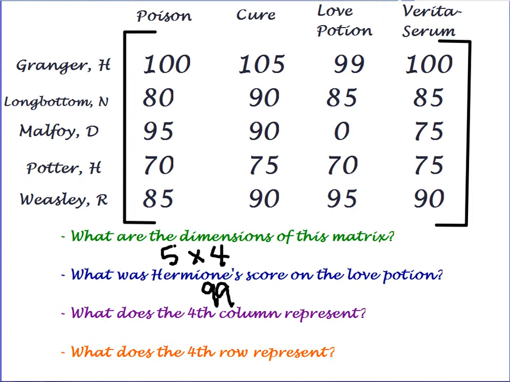What does the 4th column represent? Right, that was everybody's score on the Veritaserum, right? And what does the 4th row represent? Those are Harry Potter's scores on all the potions.